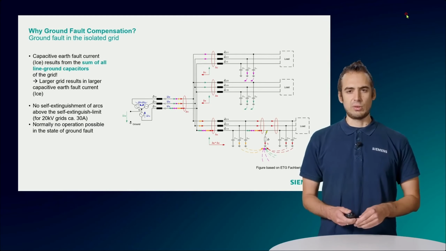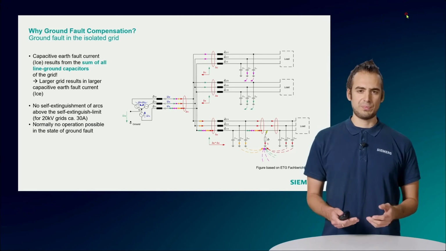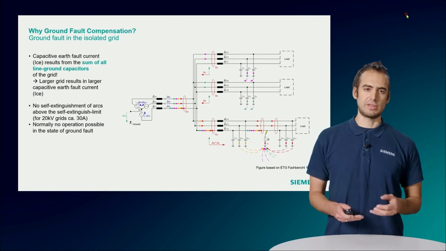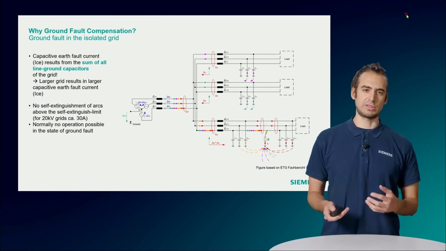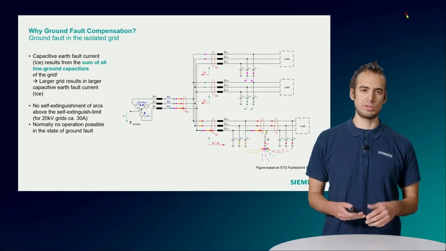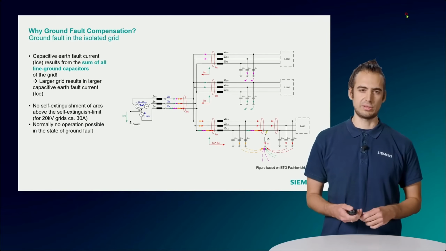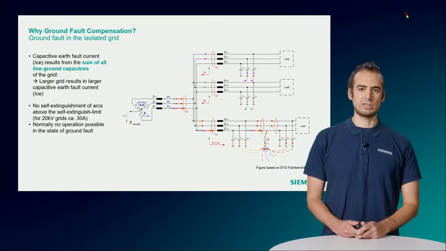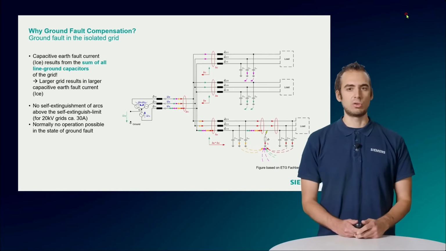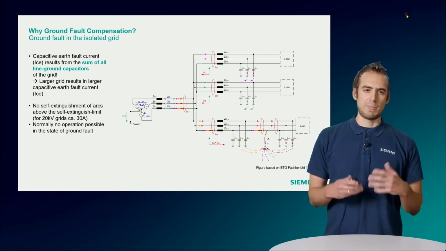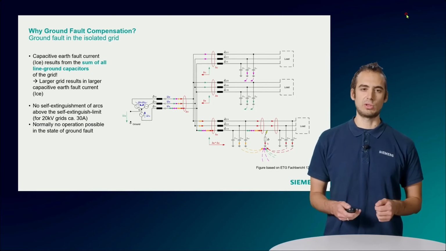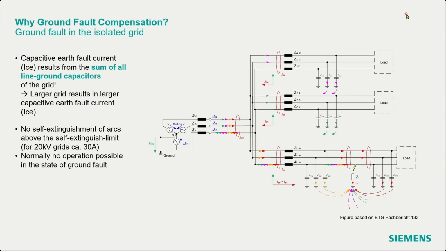And if we now have a fault arc, then this fault arc will probably not extinguish by itself, because if the current is above the so-called self-extinguishing limit, the arc would not extinguish by itself. And we will have a continuous arc fault. And also in the isolated grid, we will normally not be able to operate the grid during a ground fault, because due to the high currents, we will also have high step and touch voltages.